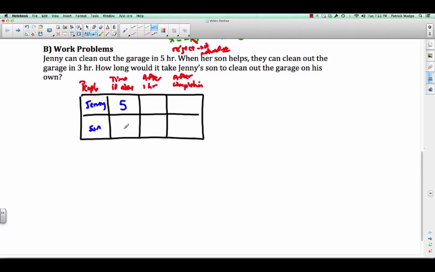So this is the thing we don't know. We don't know how long it would take the son to do it on his own. So what should we call that? Well, we'll call it X, because that's the thing we don't know.